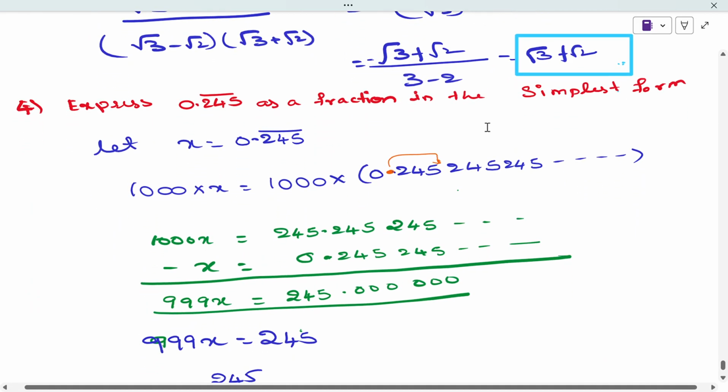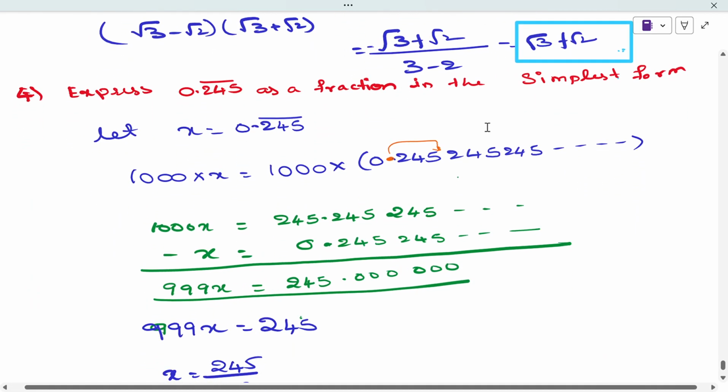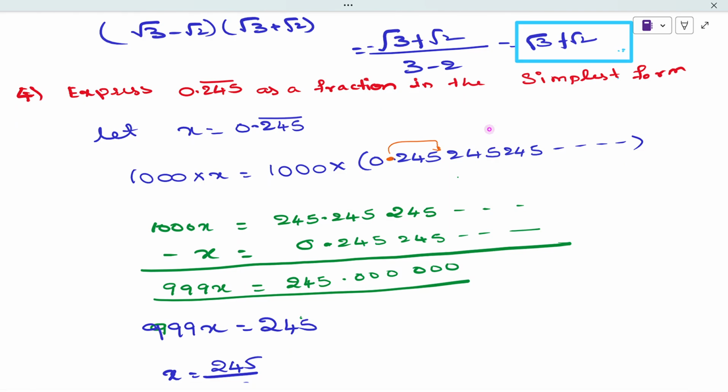Express 0.245 bar as a fraction in the simplest form. In the simplest form means we have to write it in the form of p by q, that is, we have to write it as a rational number.